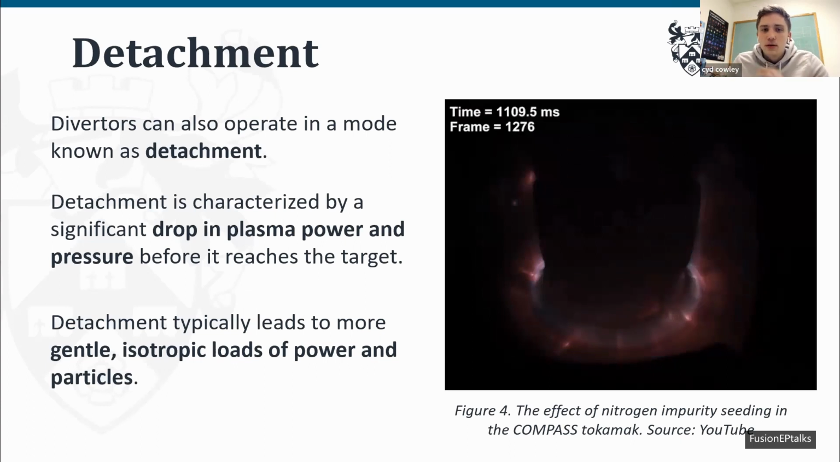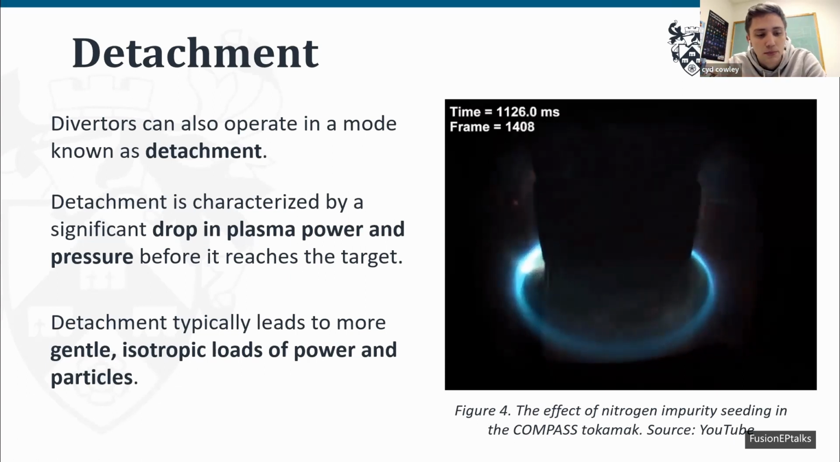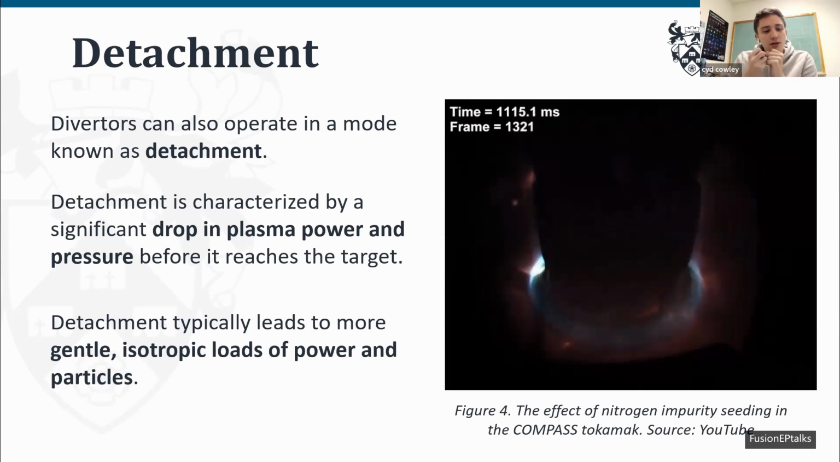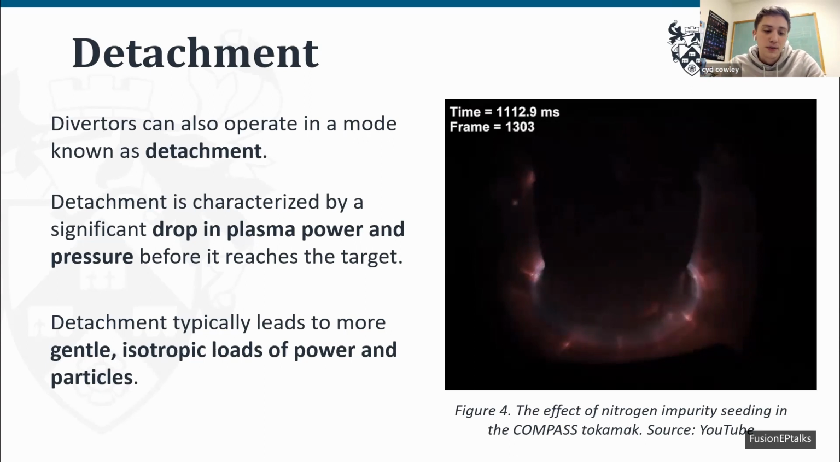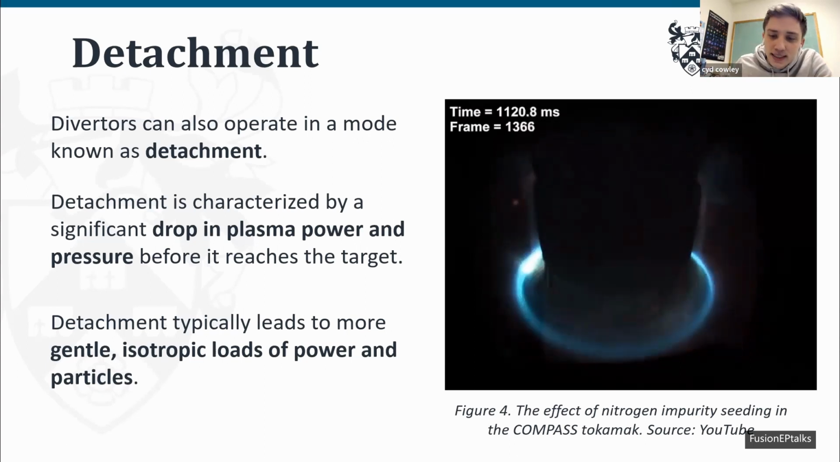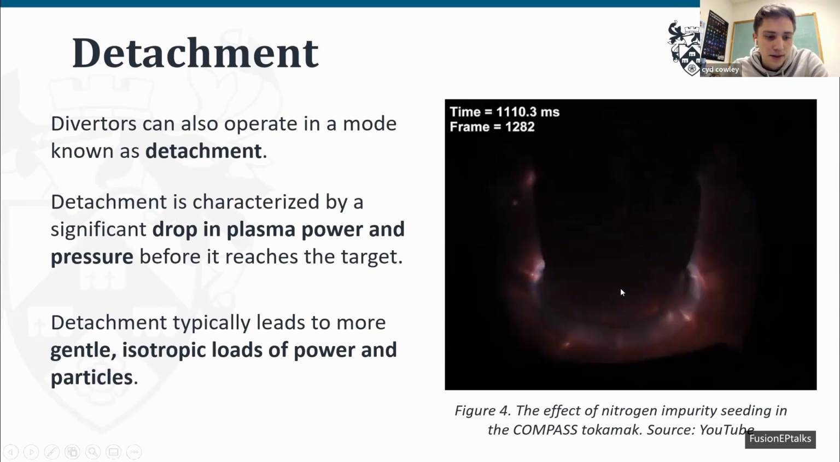Detachment is a mode of operation where we can inject some sort of impurity, such as nitrogen, which can radiate a lot of power in the plasma. And so what happens is we can actually radiate most of the power that the plasma is carrying before it reaches those material targets. You can see an example of that happening here in the COMPASS tokamak.